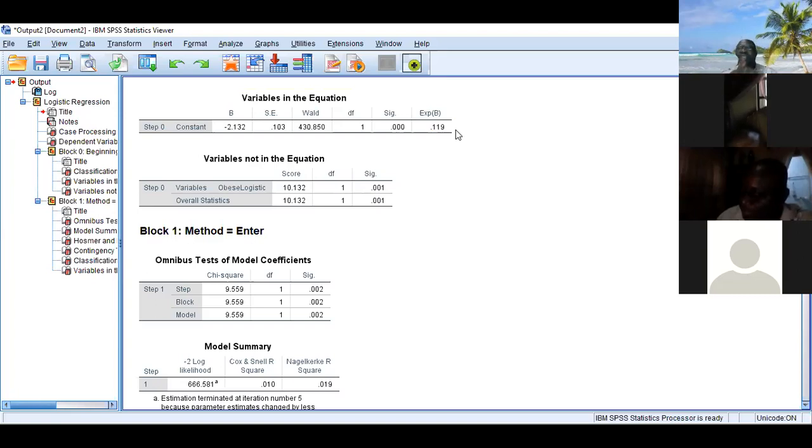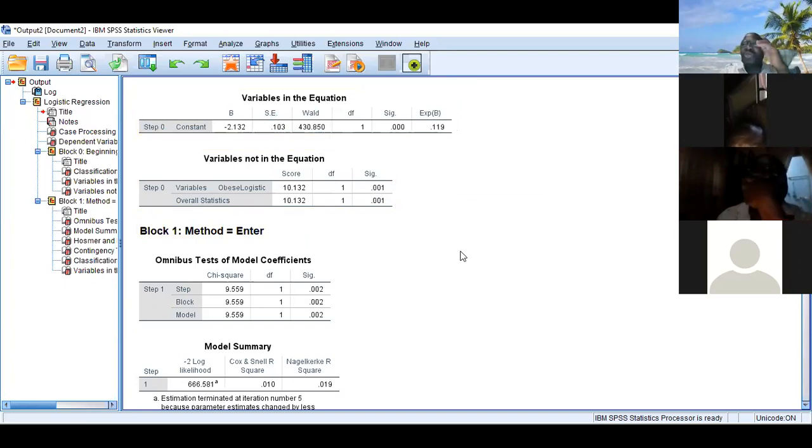The logic is that minus 2.132 is the increase in the log odds per unit increase in x. This is the value of the log odds when x is 0. And this is the antilog.